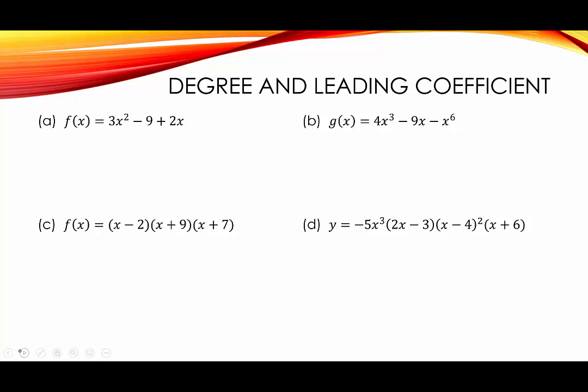So we have 4 examples. We want to determine the degree and the leading coefficient of each of these polynomial functions. First, looking at letter A, I notice that they're not written out the way they should be. They're not in standard form. They're just kind of thrown in there.